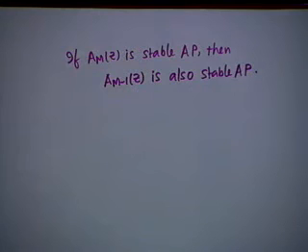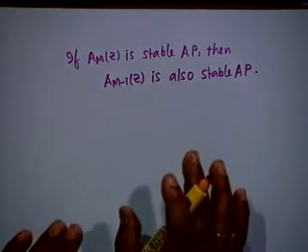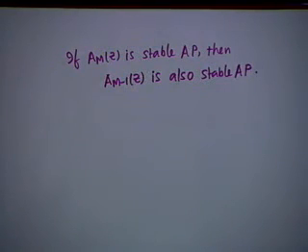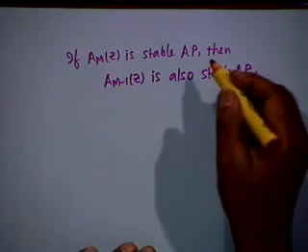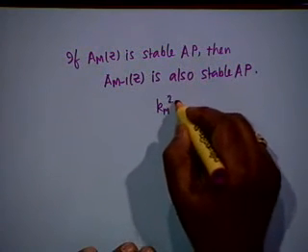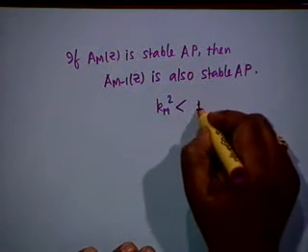Okay? Is also stable all pass. This is necessary as well as sufficient. So, the testing simply amounts to this. What we say is, if A_m(z) is stable all pass, then K_m squared must be less than 1.